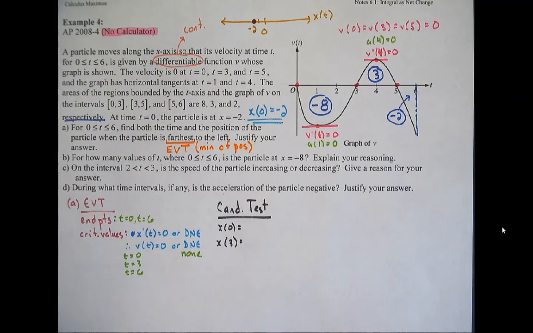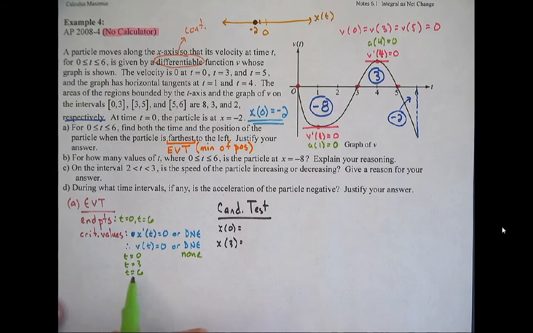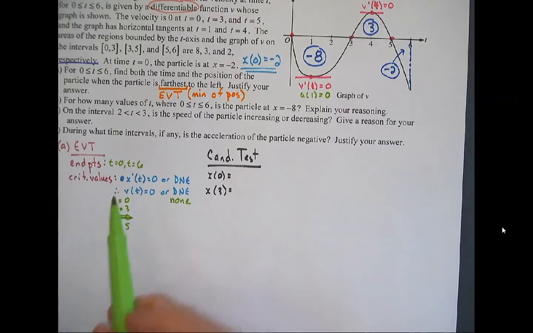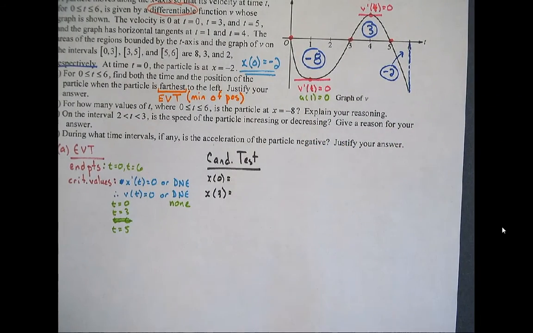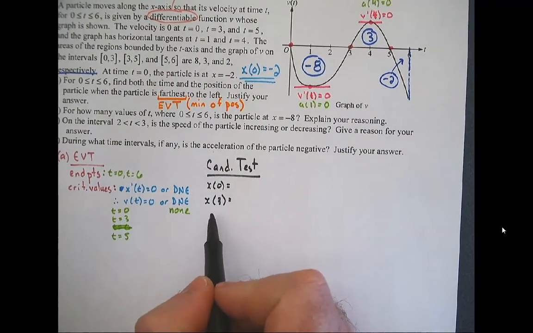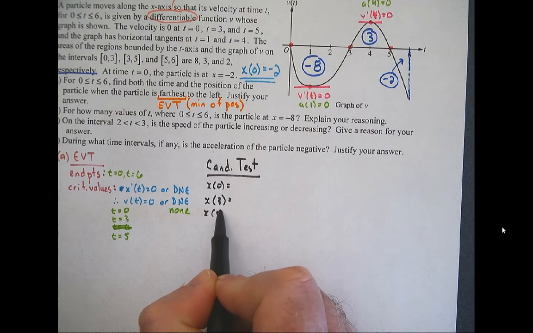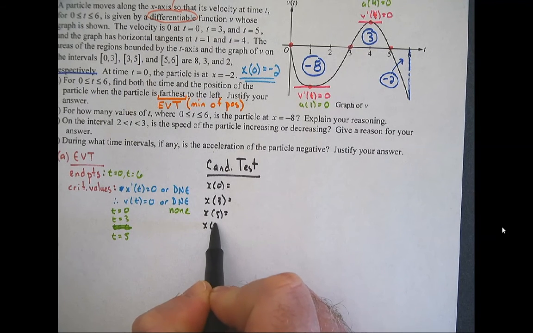Oh, shoot, I didn't complete my list over here. Sorry, I missed 5. Why did I say 6? That was wrong. It was 5. So those are the 0, 3, and 5. 6 was my other endpoint. So I need x of 3, x of 5, and x of 6.